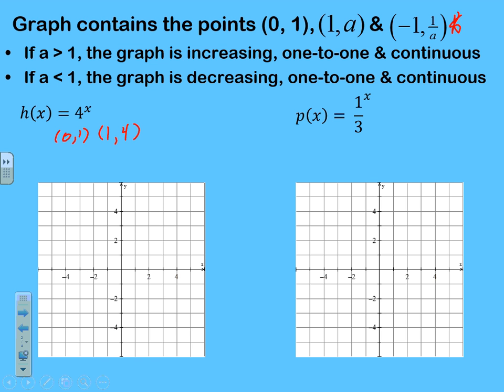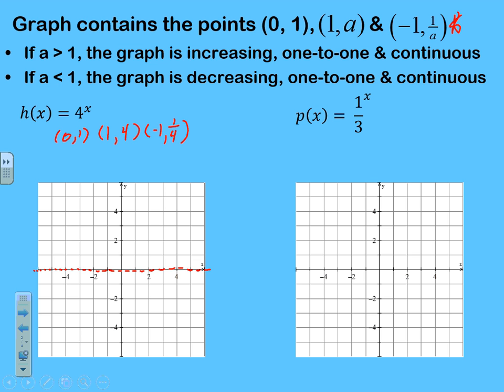And the third key point is going to be the number -1 on the x-axis and whatever the reciprocal of the base is, which in this case would be 1 over 4. So those 3 numbers, if I just plot those 3 points, then I should have enough to give me a good sketch of what the function should look like. Now again, because this is a basic function, we will have a horizontal asymptote at y is equal to 0, which is essentially the x-axis.